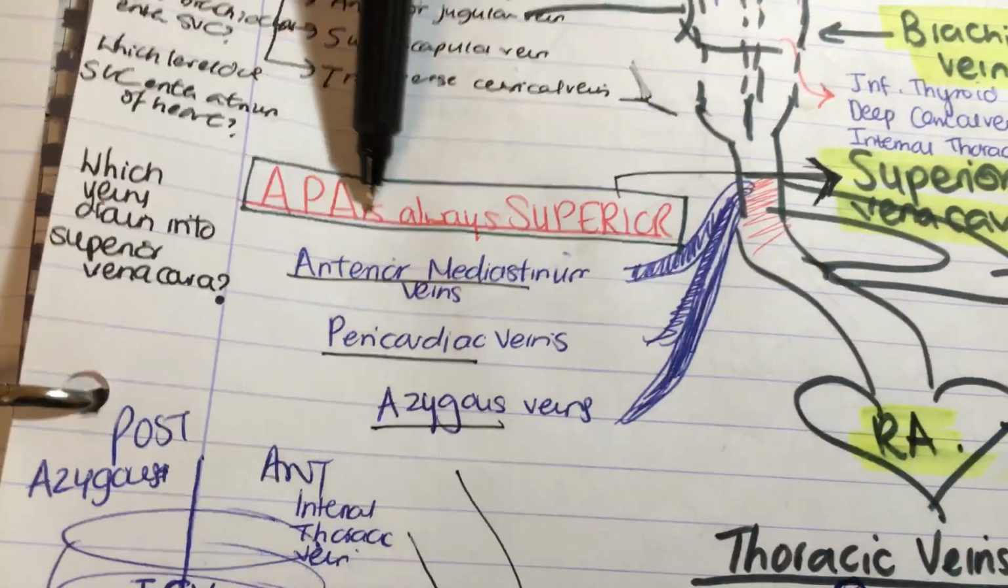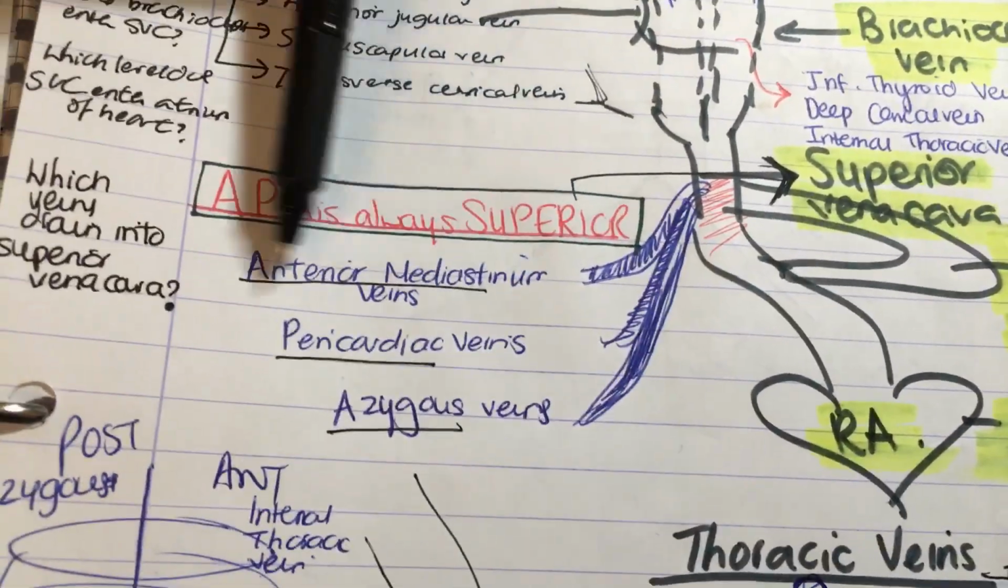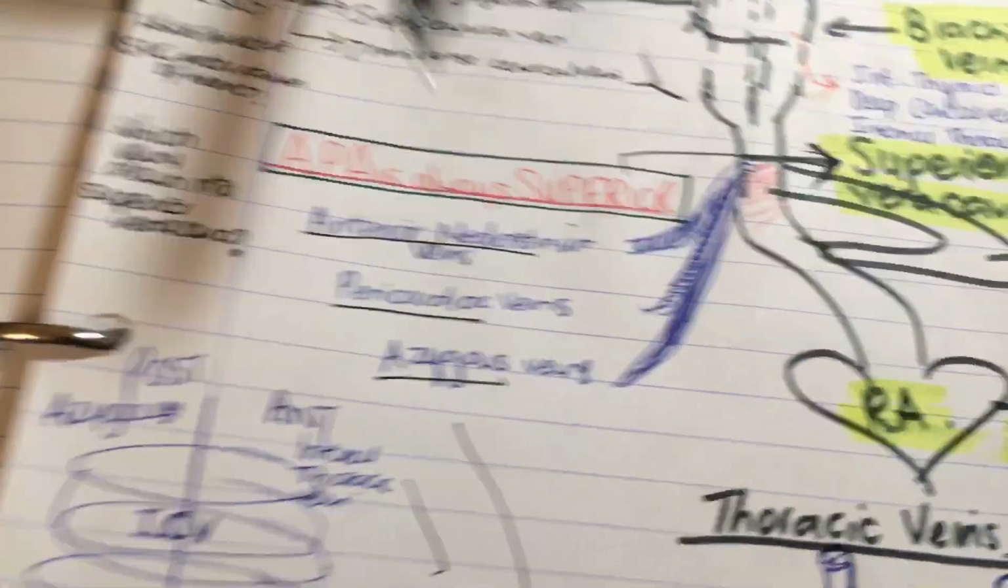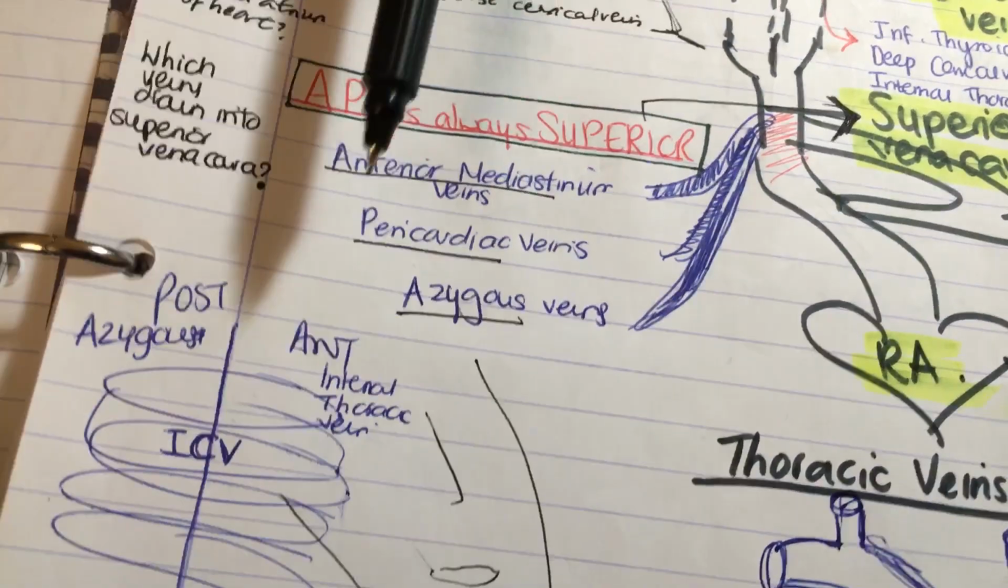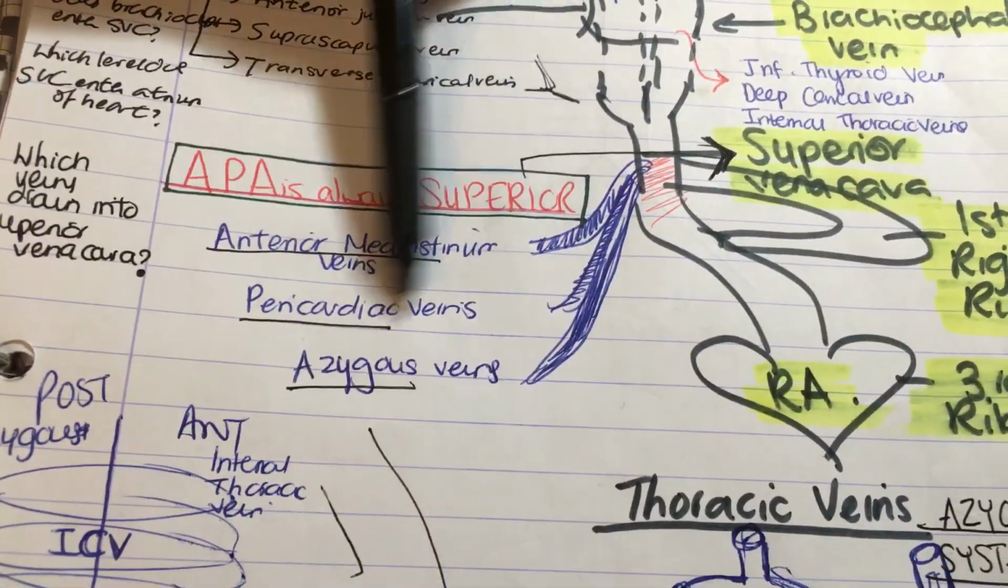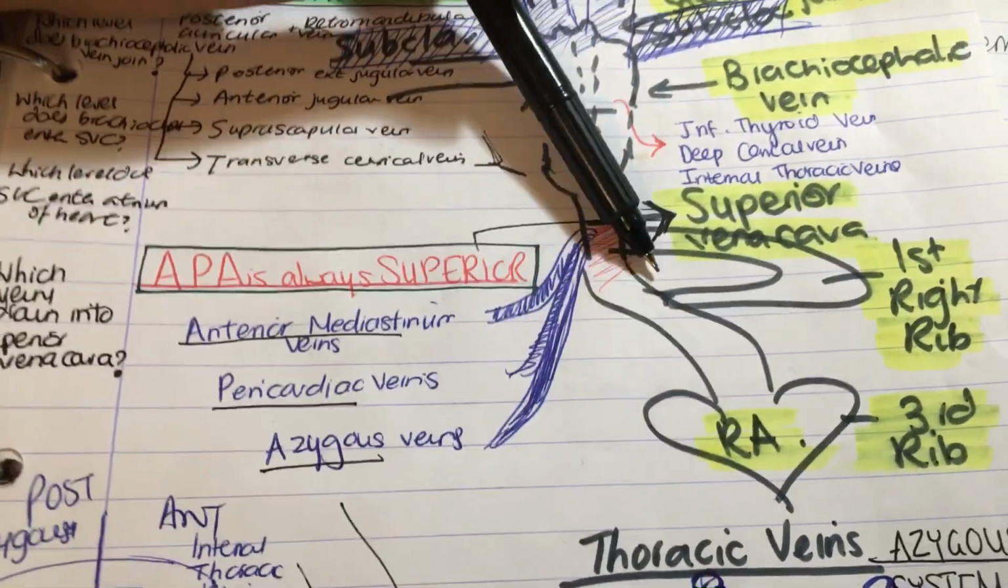The way you remember that is APA is always superior. For A, you've got anterior mediastinum veins. For P, you've got pericardiac veins. And for A, you've got azygous veins. These three types of veins also drain into the superior vena cava.